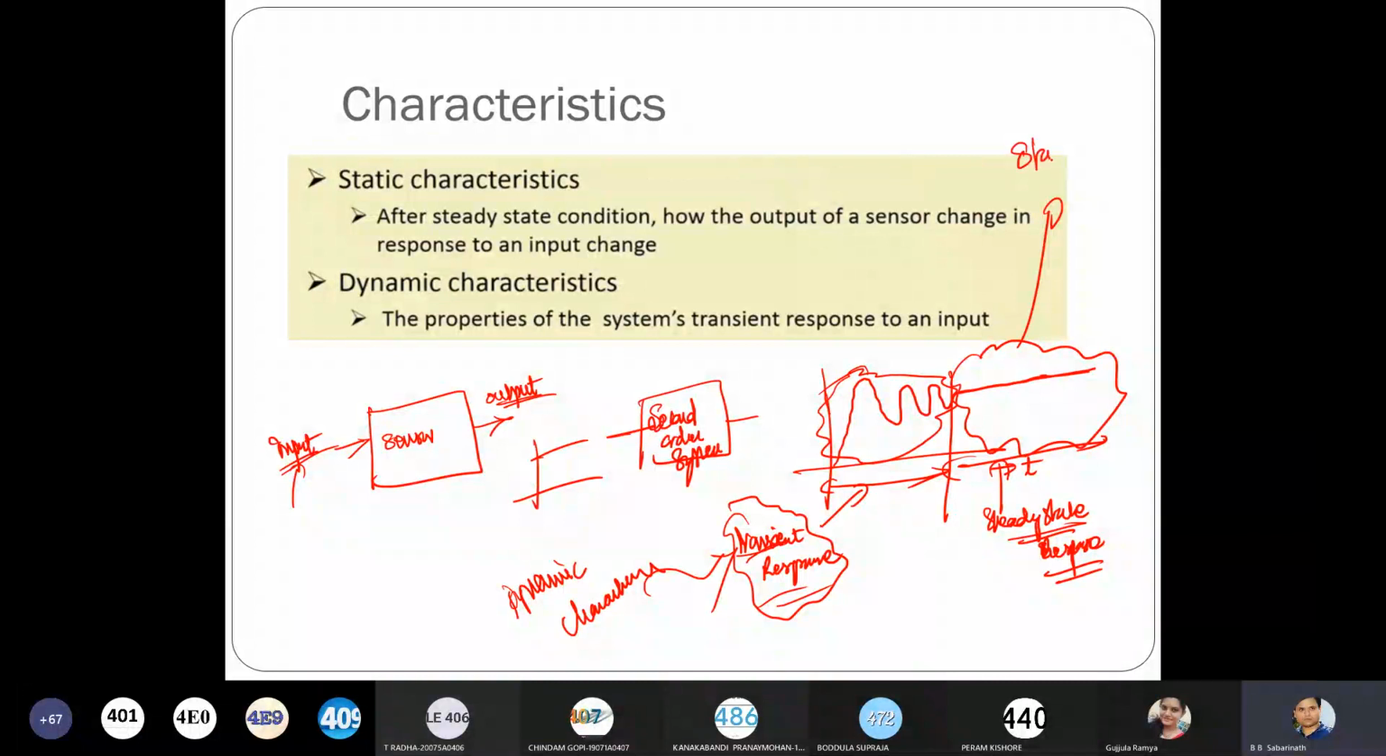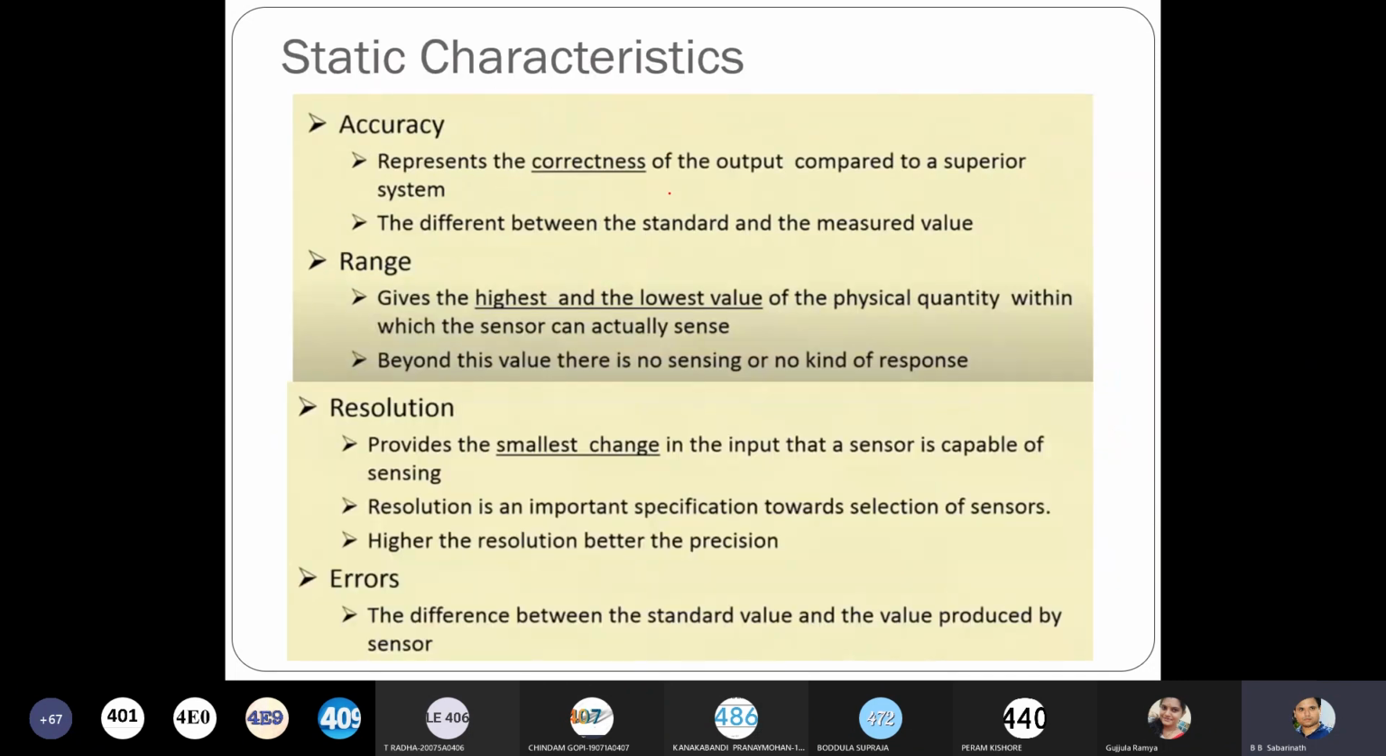Why static? It means not changing, the output is steady. But in the case of dynamic, the output is changing. So if you consider a sensor as a system, it has static characteristics and dynamic characteristics. Static characteristics describe how the output of a sensor changes in response to an input change. Dynamic characteristics are the properties of the system's transient response to an input.